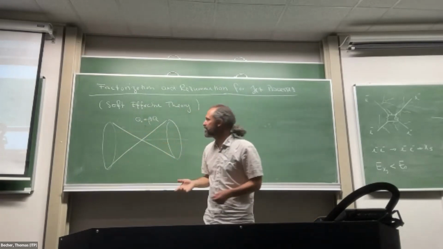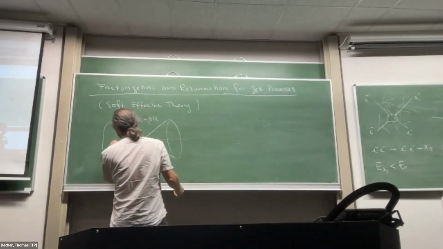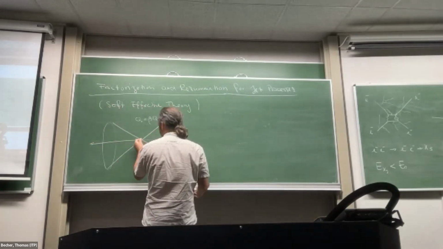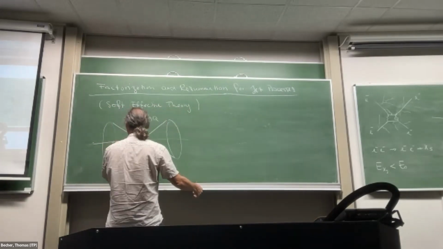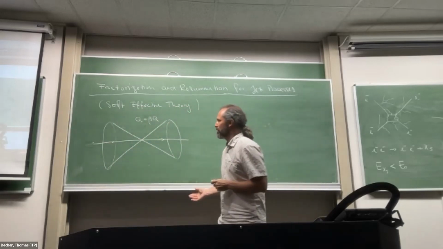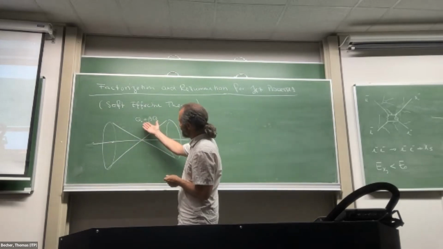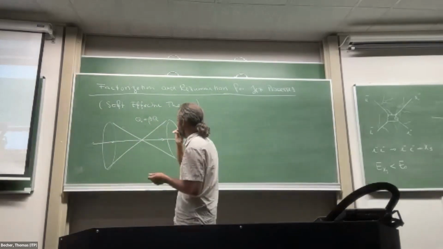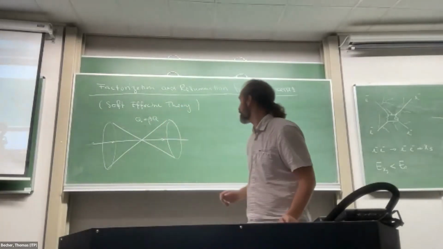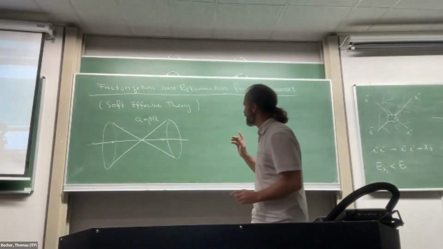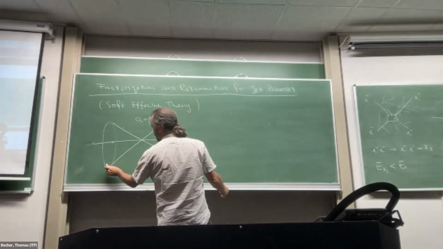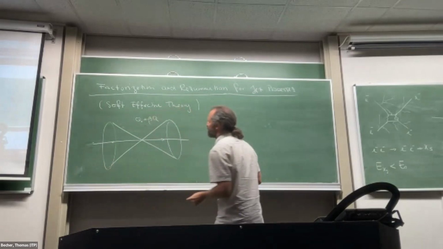And the idea of this is that you will get the quark anti-quark scattering process plus corrections from this. And I will use this simple jet definition to now discuss these logarithms.